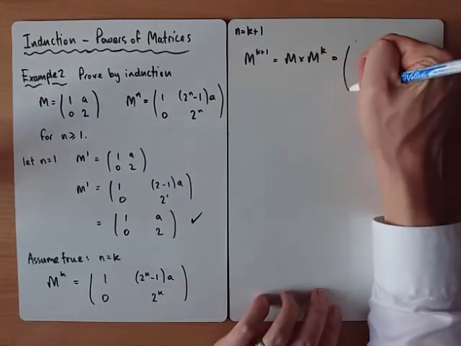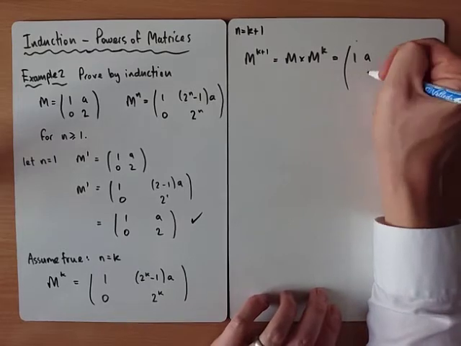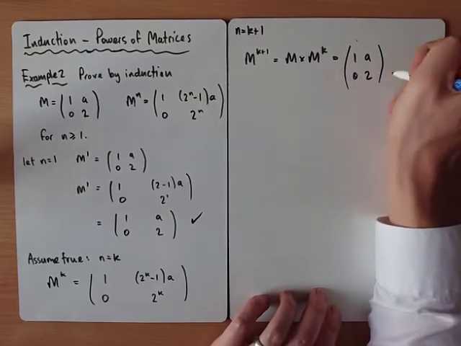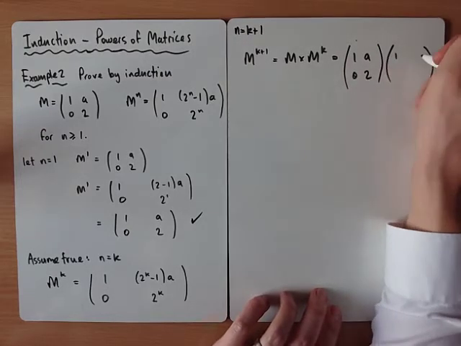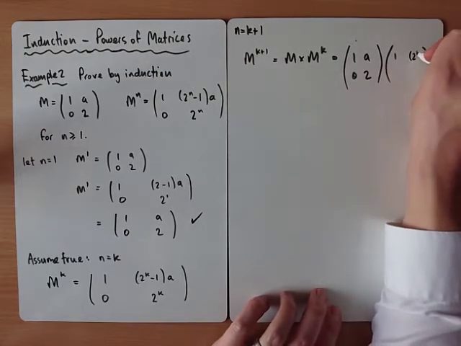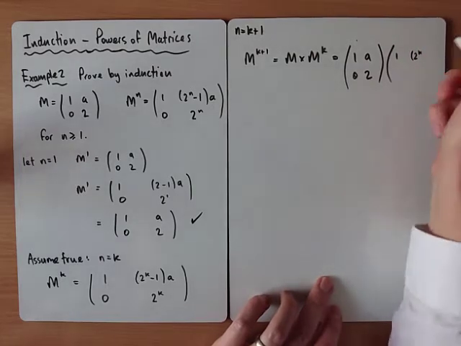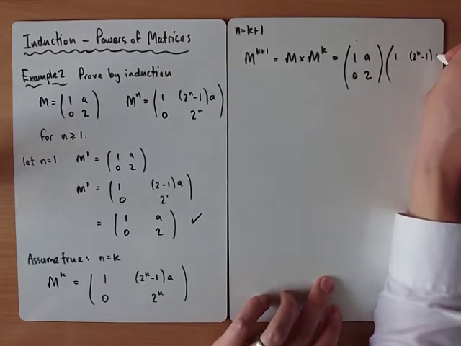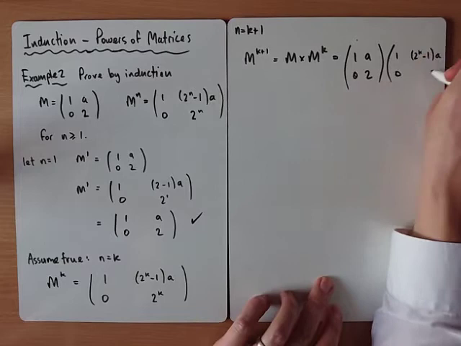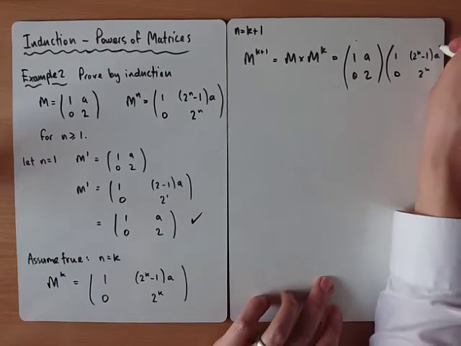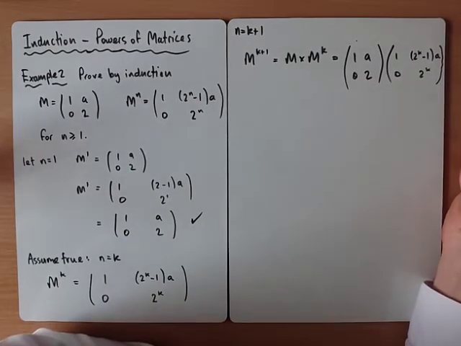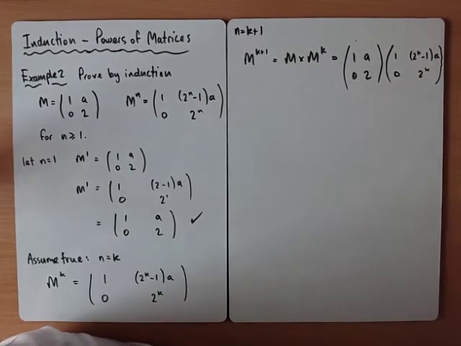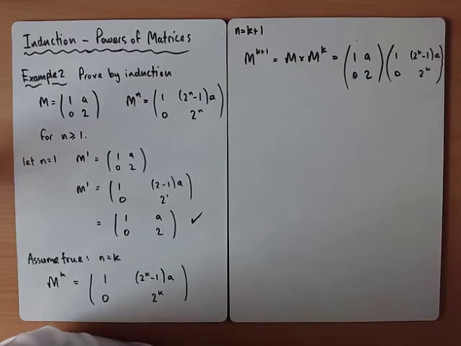which would equal 1 a, 0 2, times M to the k, which is 1, 2 to the k minus 1, a, 0, 2 to the k. Okay, maybe pause and try and expand it out and see if you can get to that result. Let's see what we get.